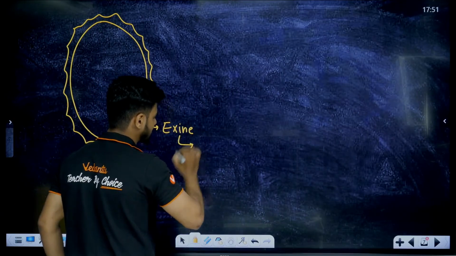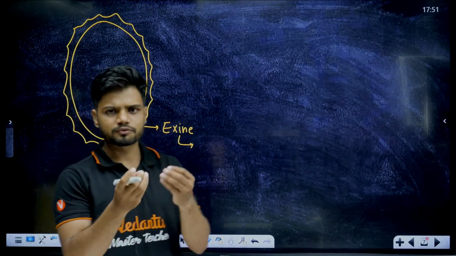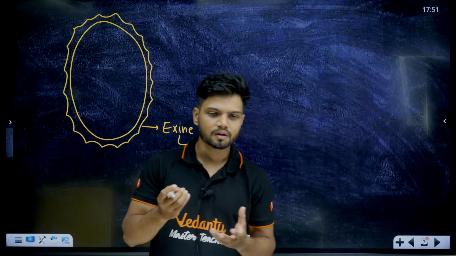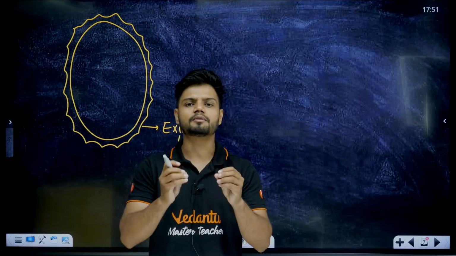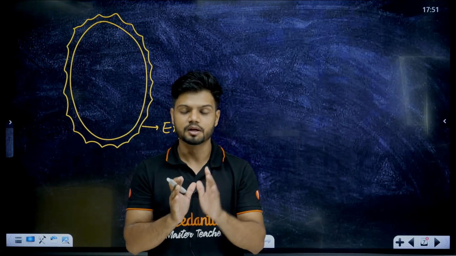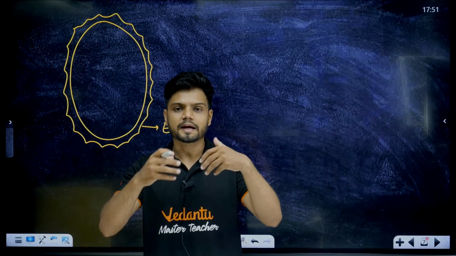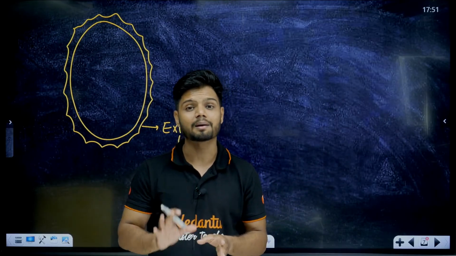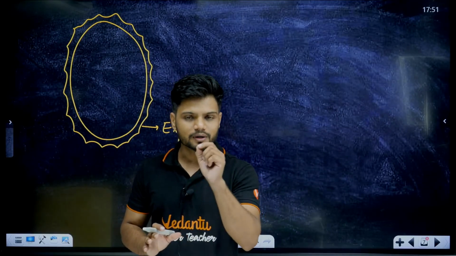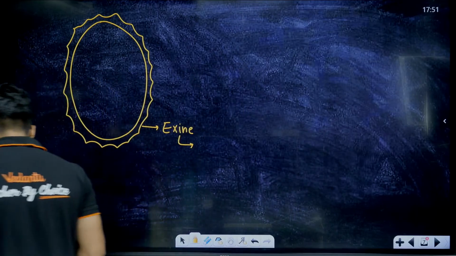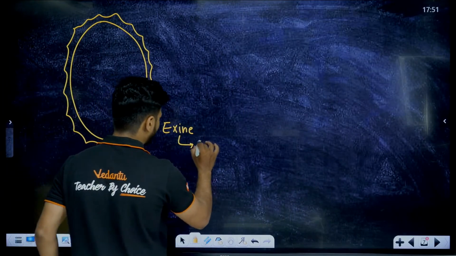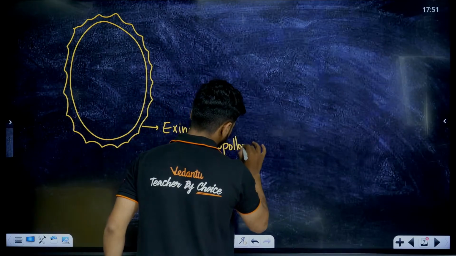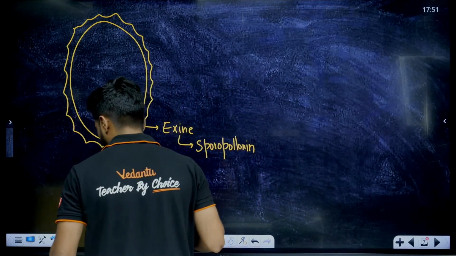Now this exine has a certain type of chemical which will help the pollen grain for protection. This chemical is so strong that it won't be damaged with the help of organic acids or any kind of natural calamity. It is so strong. Now, what is this natural chemical here? The chemical here is sporopollenin.